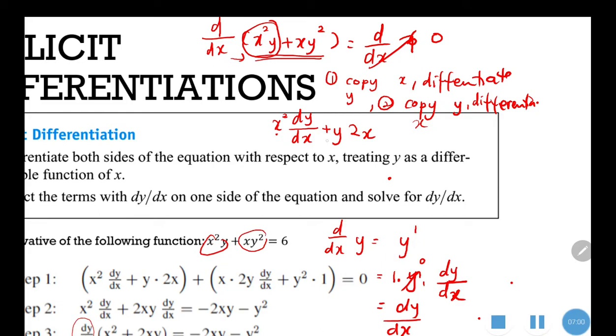And then the next part is copy y. Copy y for the x. We are still looking at x squared y here. Copy y and then differentiate x. Differentiate x squared, you will get 2x. Is that clear?